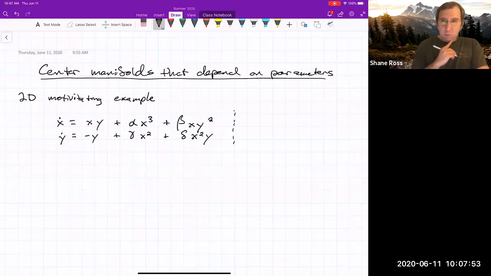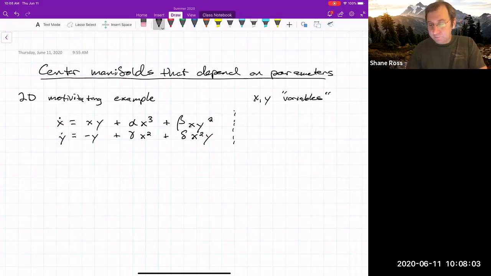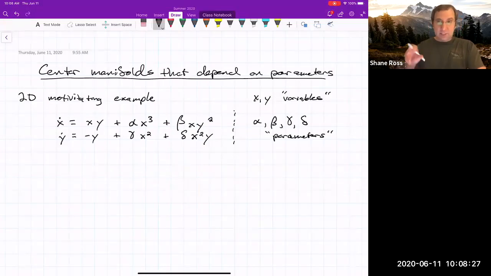So reviewing, x and y are the variables. And this is terminology I'll tend to use. They're the things that can change in time. And then the other things like alpha, beta, gamma, delta, these are parameters. And by parameters, I mean the things that during the evolution of the system are considered to be fixed, but we can also imagine that these things can be tuned and there'd be another set of parameters. So if you change alpha or change beta, you've got a different system. And how does the phase portrait change? How does the stability of the origin change?